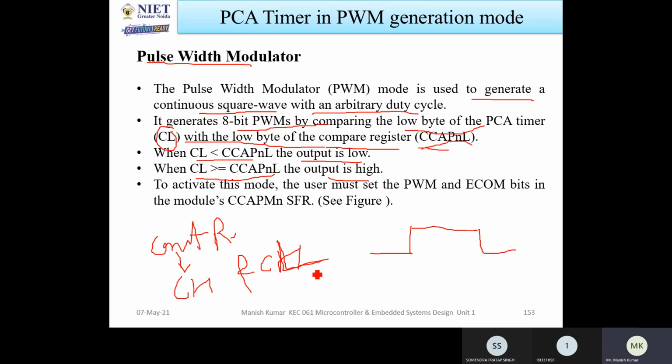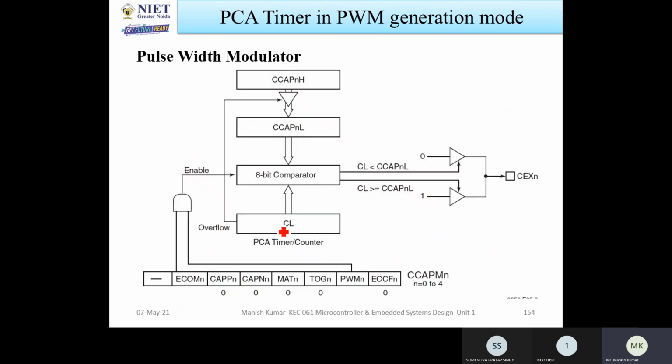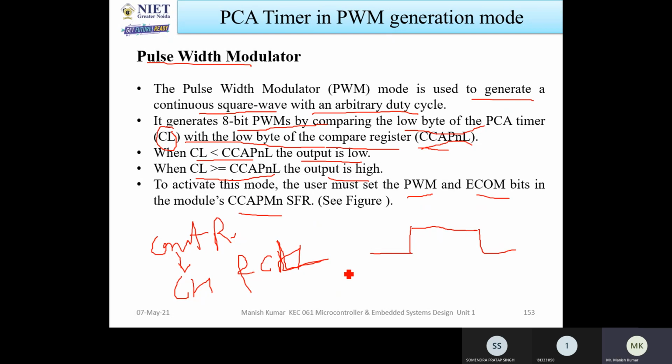So how can you activate the PCA timer in PWM mode? For activating that, you require the PWM bit and ECOM bit in the CCAPM register. Capture and compare रजिस्टर्स में क्या होता है? मॉड्यूल रजिस्टर्स में हमारा दो बिट है PWM एंड ECOM. जैसे लास्ट क्लास में बताया था 11.6, इसमें क्या है? ECOM register and PWM register. So with the help of this, we can activate the PWM mode in a PCA timer.